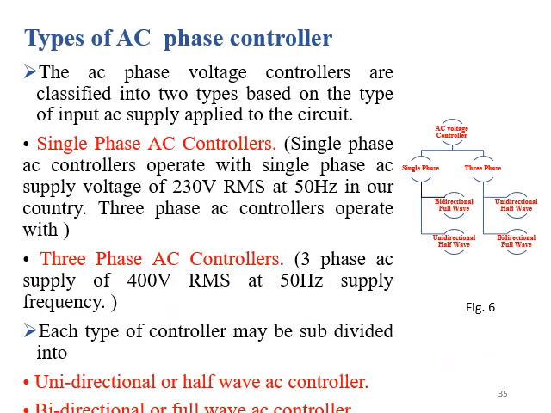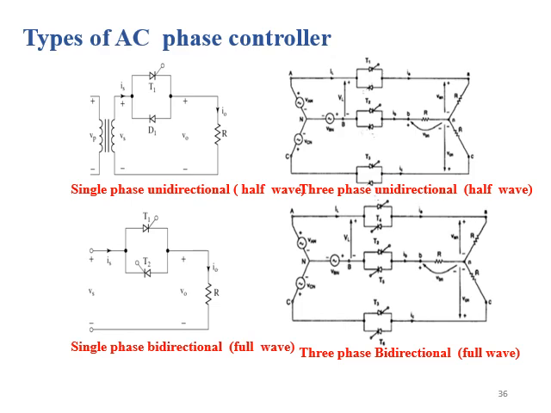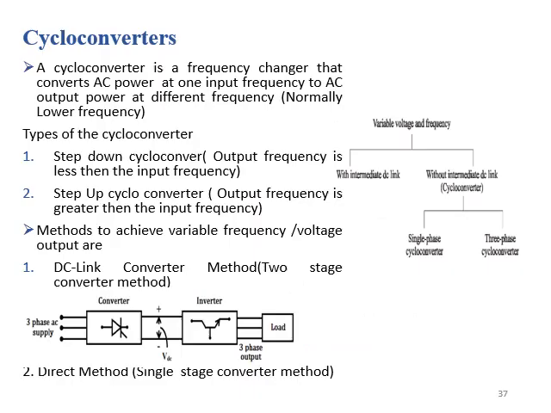Moreover, we have also learned what are the different types of AC phase controller. So we can classify them into single phase and three phase, and also into unidirectional or half wave AC controller or bidirectional or full wave AC controller. So you can see the different types of AC phase controller shown here. We have learned the complete operation and analysis of all these types of AC phase controller.